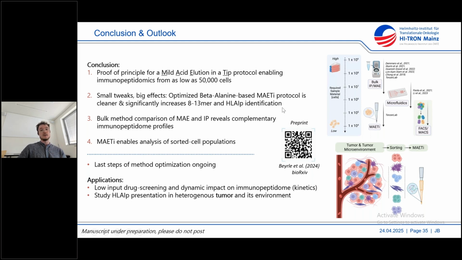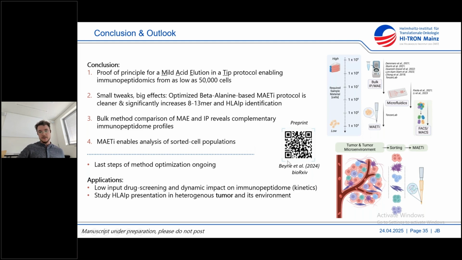And also importantly, for the robustness of this method, we compared bulk acid elution with immunoprecipitation, and both methods identified complementary immunopeptidome profiles. And last but not least, we also showed that MAETi can be applied, for example, to sorted cell populations. In our case, we showed this with magnetically activated cell sorting.